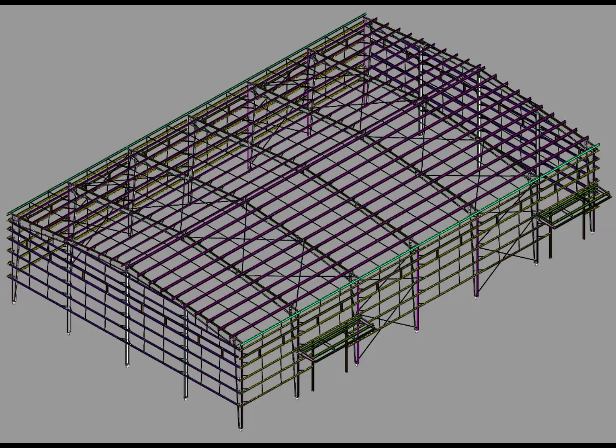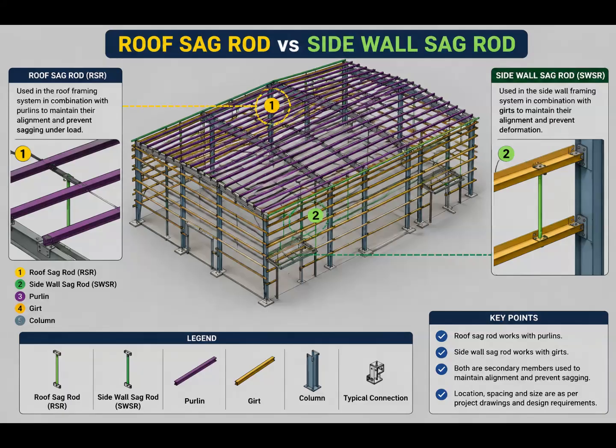Now, let's compare two similar-looking members that are used in different parts of a PEB structure, the roof sag rod and the side wall sag rod. At first glance, both members may look very similar because both are relatively small secondary members. But their location, supporting members, and application are different. So, let's understand this comparison using the real PEB 3D model.